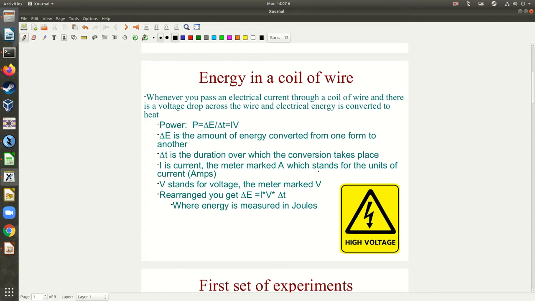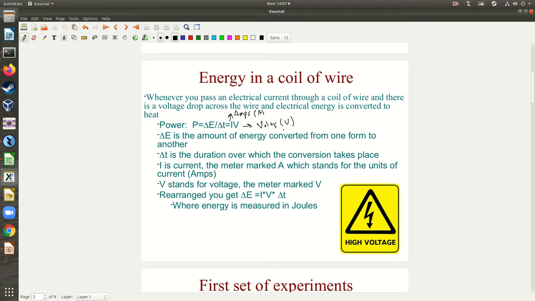Whenever you pass an electric current through a wire, as I said earlier, there is a voltage drop across the wire and electric energy is converted to heat. And this is where I say IV. What is I? I is your amps. And that's actually measured as an A, or a coulomb per second, as I showed you earlier, for those who are astute at their physics 2. And your volts are V, and we measure that in volts. And so when we multiply those two together, like I said earlier, we get power.